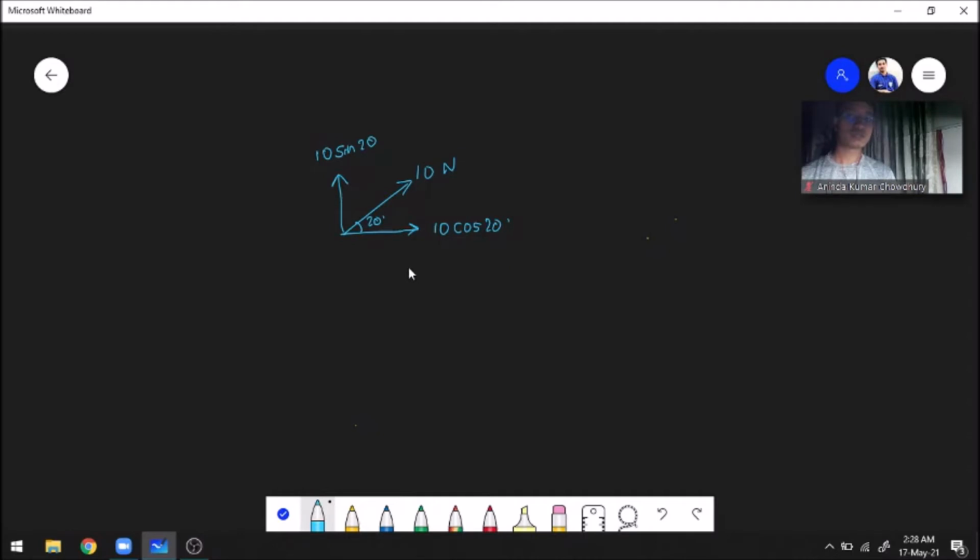Now, there is an elaborate explanation why this will be cos and this will be sine, but a good way to remember, a rule of thumb, is that this component contains the angle with the actual force. Therefore, this is a cos component. And the other component, the perpendicular component, which does not contain this angle, will be the sine component.